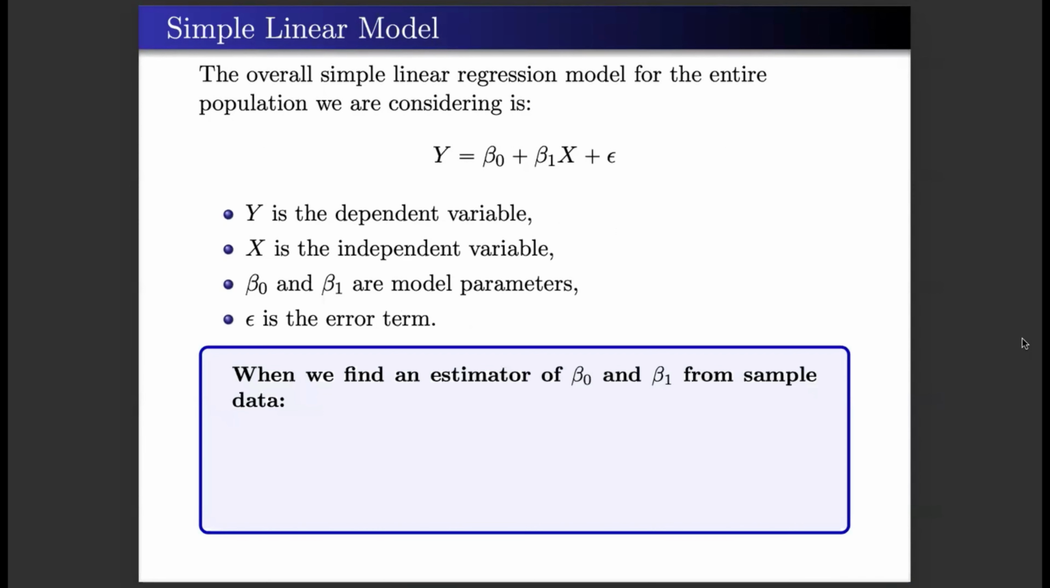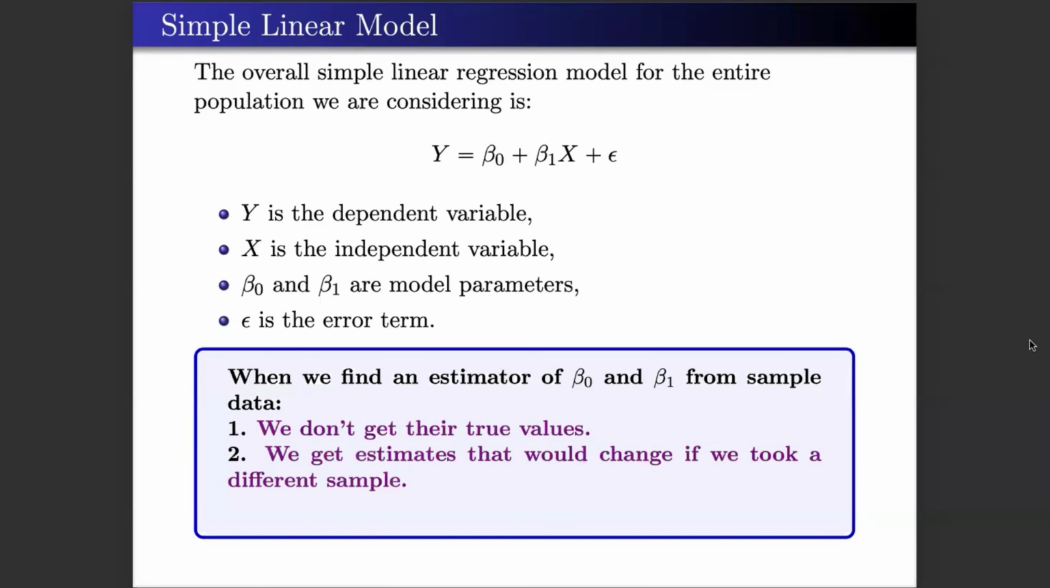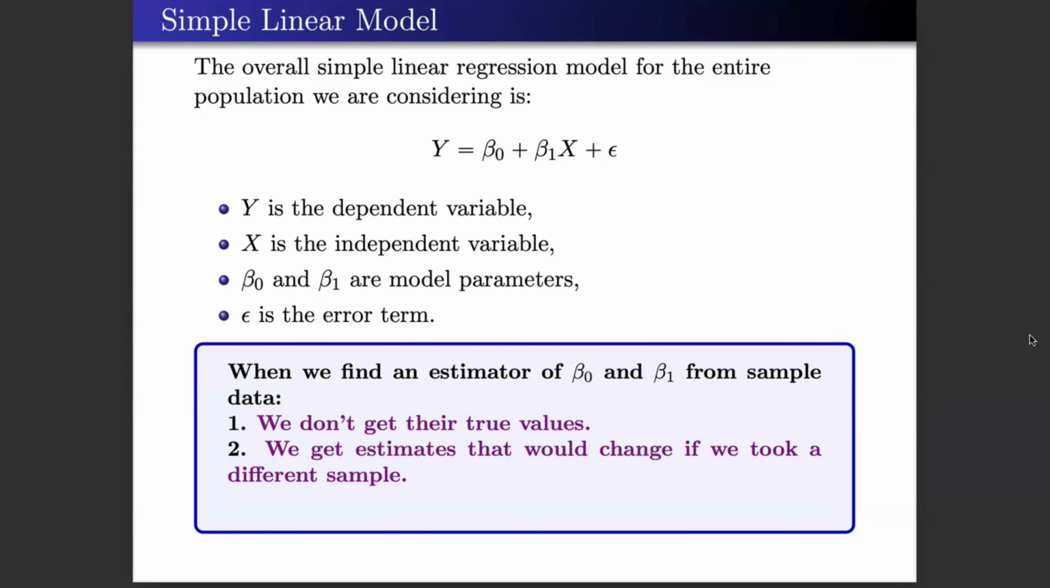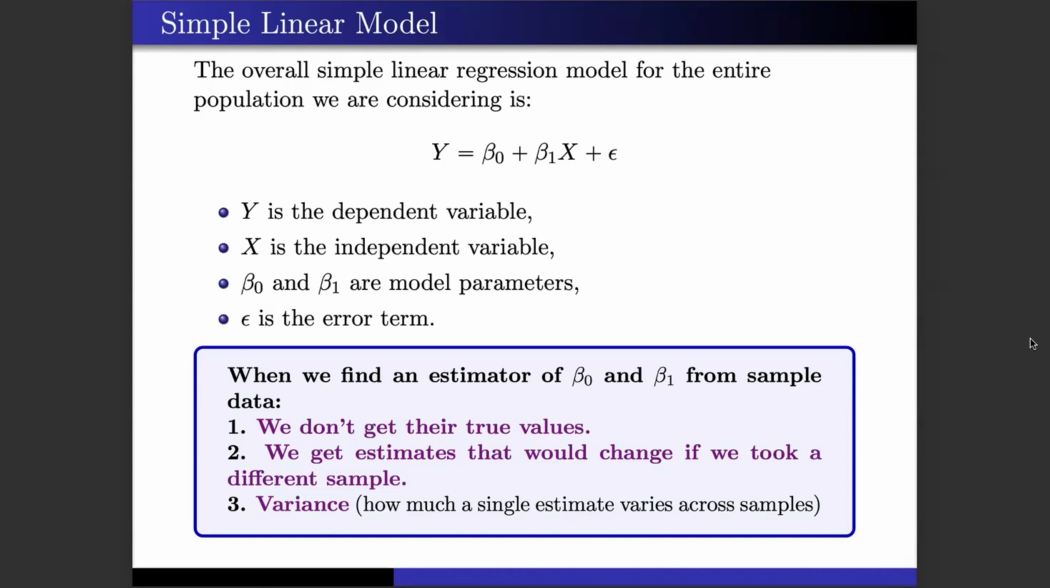And when we find an estimator of beta naught and beta 1, those estimators are not the true value. The estimates we get change if we take a different sample. So if we change the dataset, the values of beta naught hat and beta 1 hat would change. And that change is the uncertainty, and that uncertainty is quantified by variance. Variance of an estimate accounts for how much a single estimate varies across different samples.